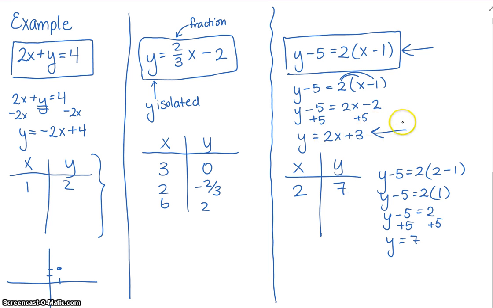If I use the other format, y equals 2 times 2 plus 3. 2 times 2 is 4 plus 3, it's 7. So either way I get the same thing. It's just what you're more comfortable with. If you prefer to isolate first or use the original, either way you'll get the same answer.